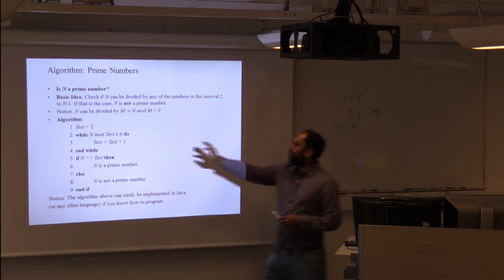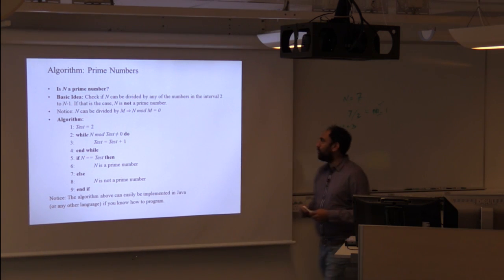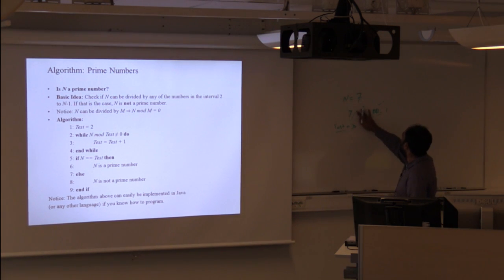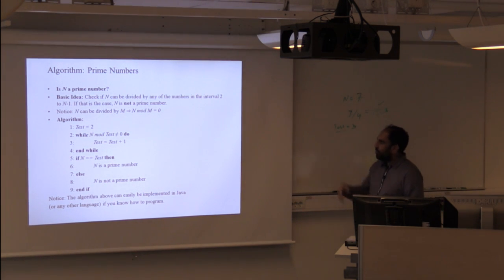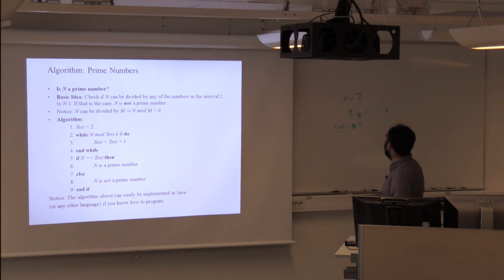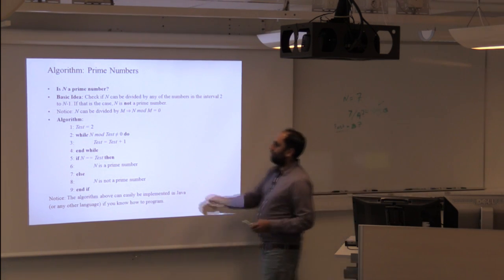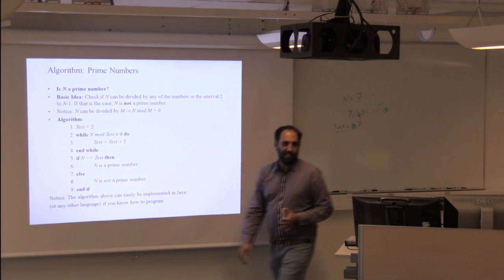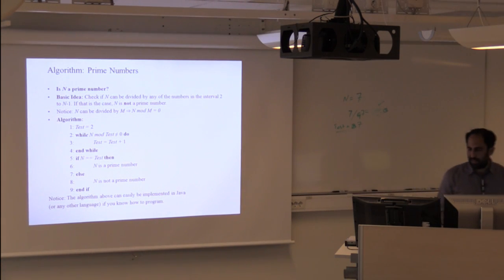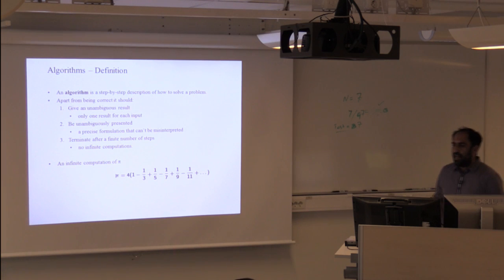Then we go again, 4, and when you divide by 4, maybe you will get something like 3. And you will keep on doing it, and finally test will become 7. When it becomes 7, you divide 7 by 7, the remainder will become 0, and in this case, this condition will become true. That's quite simple, nothing complicated here.